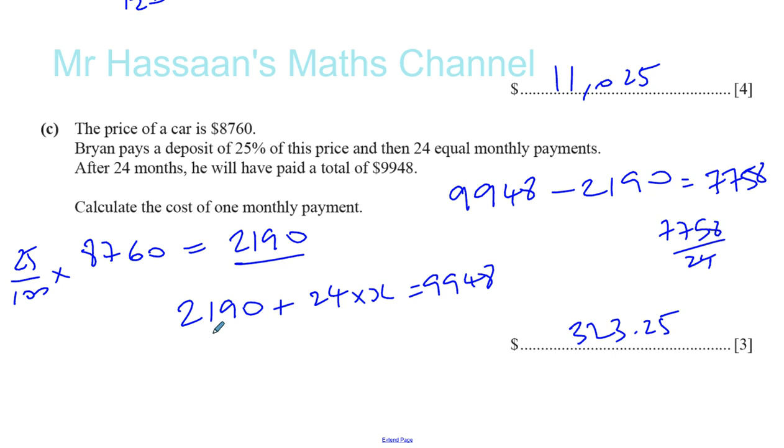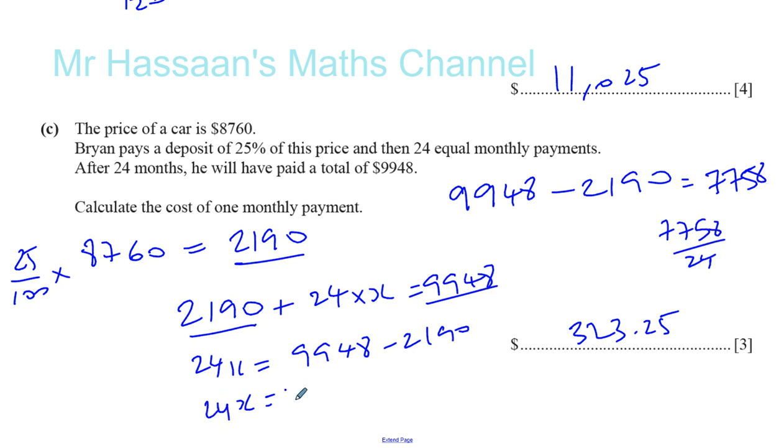And this is another way of doing it. That's his deposit, and that's how much he has to pay. The rest of the money he has to pay in 24 equal installments. So we call each installment x. 2,190 plus 24 times x will give us the total. So 24x is equal to 9,948 minus 2,190. So 24x is equal to 7,758, so x is equal to the same as this. So that's an algebraic way of doing it, and over here is almost like a mental arithmetic way of doing it. So there we have our answer.